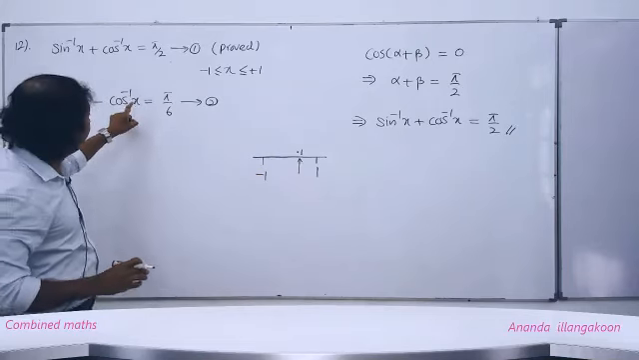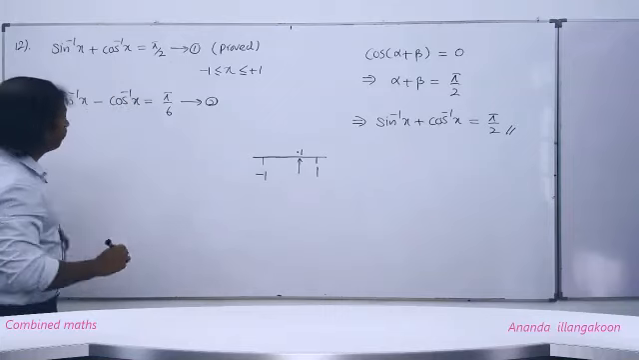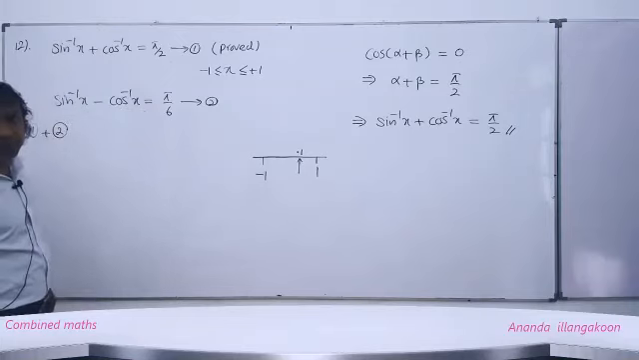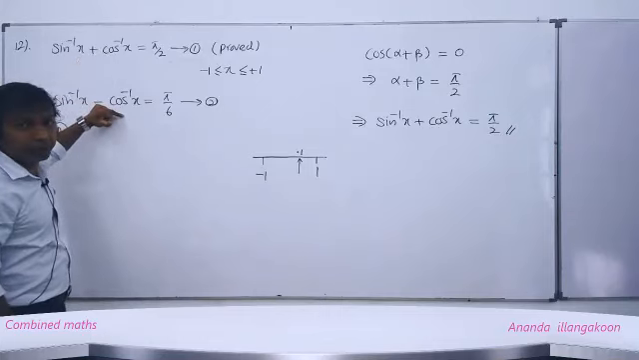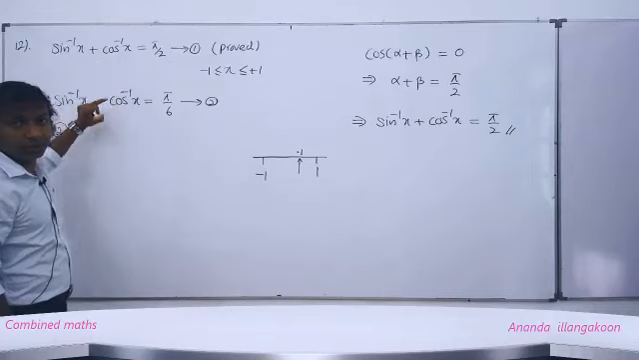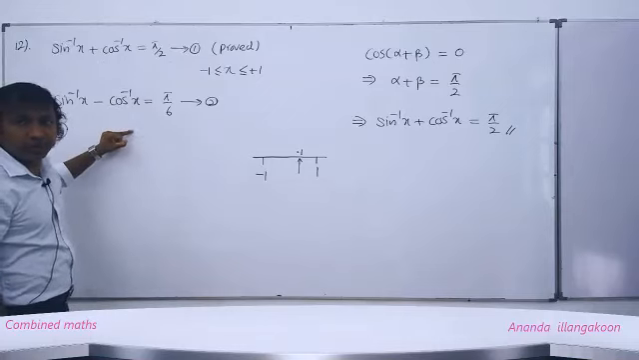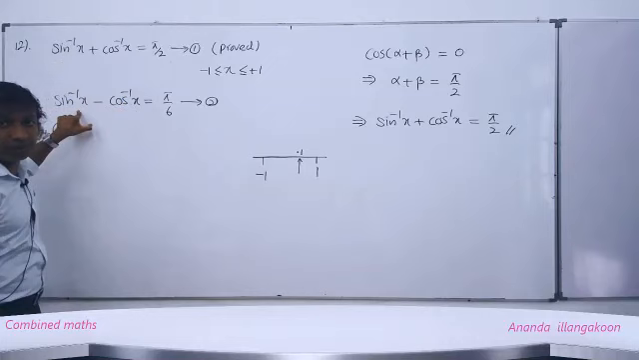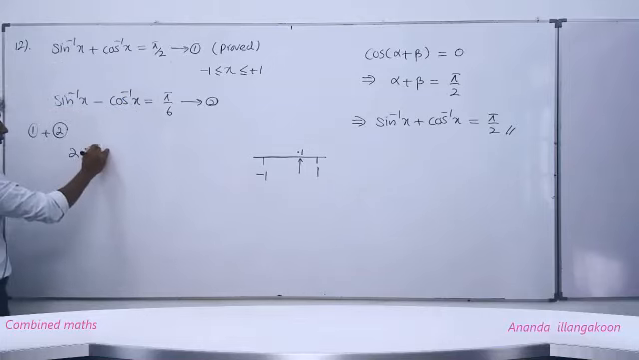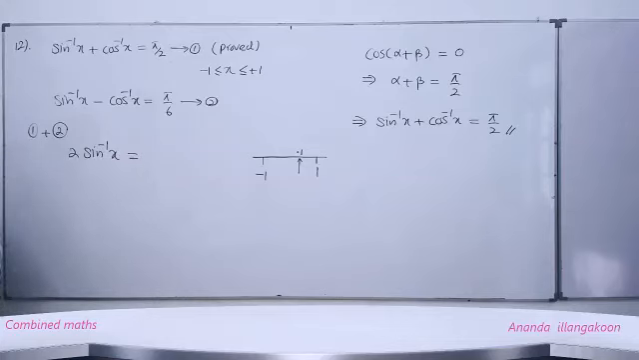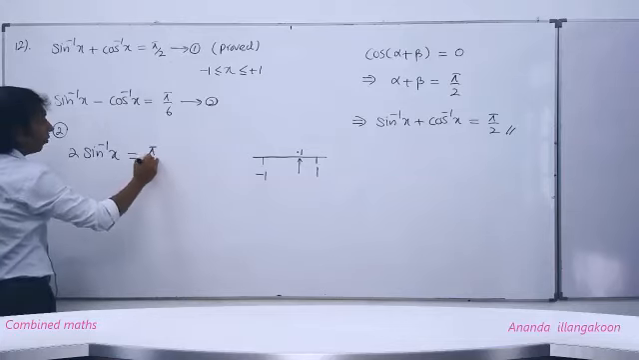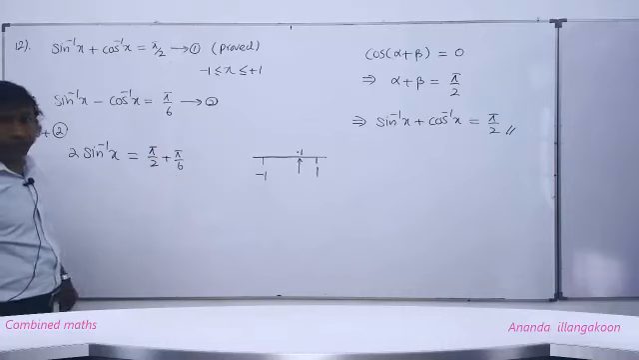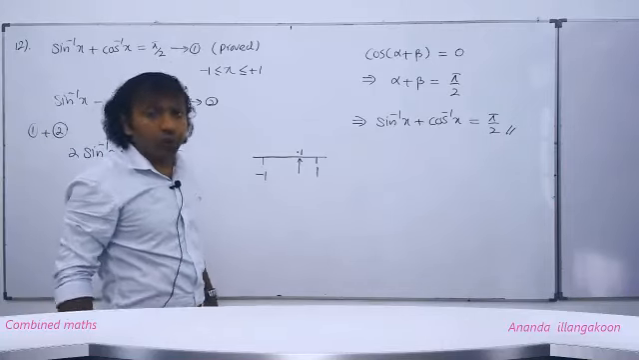Then to get the x here, what I do is, I add equations 1 and 2. Once we add these two equations, on the left hand side, cos inverse x and minus cos inverse x cancel off. Sin inverse x plus sin inverse x gives 2 sin inverse x. It is equal to the right hand side, pi by 2 plus pi by 6. If pi by 2 is 90, pi by 6 is 30. 90 plus 30 is 120.